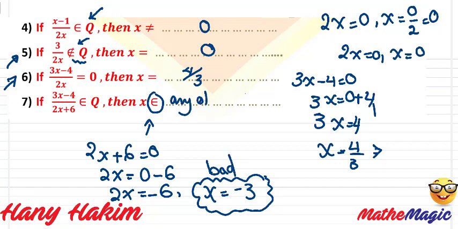But here I'm asking x belongs to what. I'm asking what x can be. x can be any number except negative 3, which I can write as Z minus negative 3.